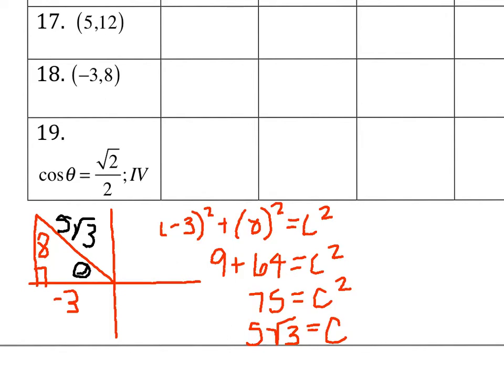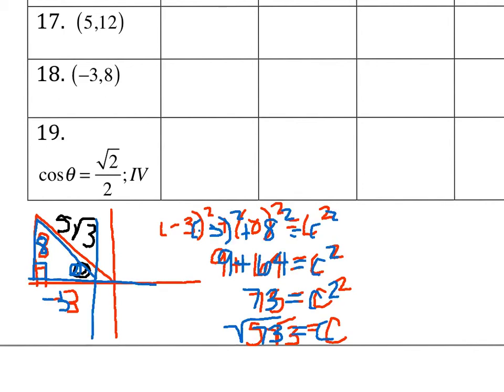Now we have all the information we need in order to find the 6 trig functions. We know sine is opposite over hypotenuse, so I would get something like, sorry, for some reason I added completely wrong there. 9 plus 64 is 73, not 75. So that gives us that our hypotenuse is radical 73. So now we can go through and do our trig functions.